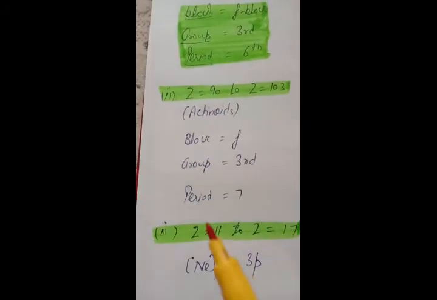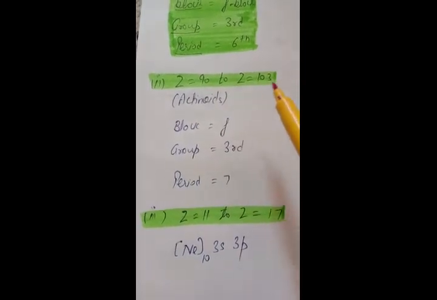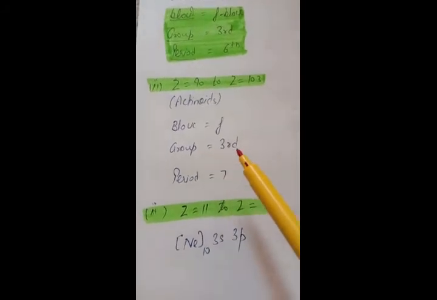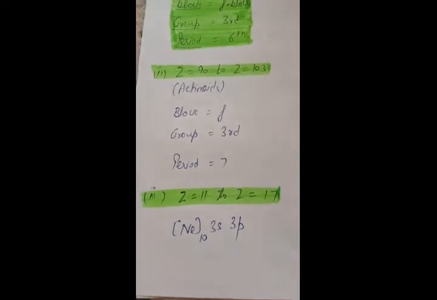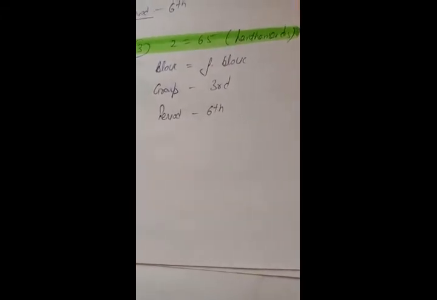The second shortcut I have written is for actinides, from atomic number 90 to 103. They belong to actinides. Their block is f, their group is 3rd and their period is 7th. They belong to the 7th period of the periodic table. For example, I have written here, if Z is 65, that is a lanthanide. Also I have written lanthanide, that is 70. No, these are actinides.